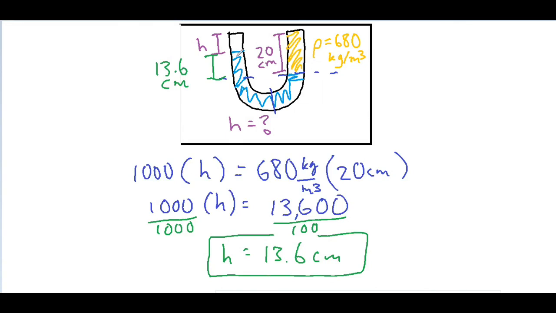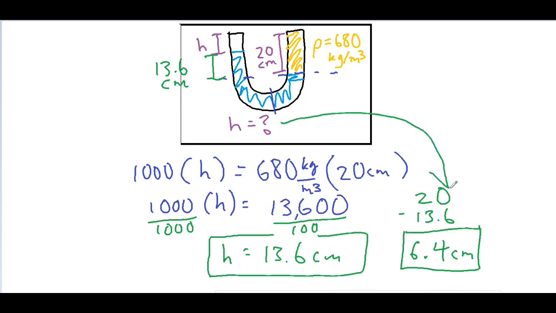Our unknown is this gap here, and we know that this total distance from our reference line up to the top is 20. So we're just going to take 20 and subtract 13.6 for our final answer of 6.4 centimeters. And then that is going to be our final h value.